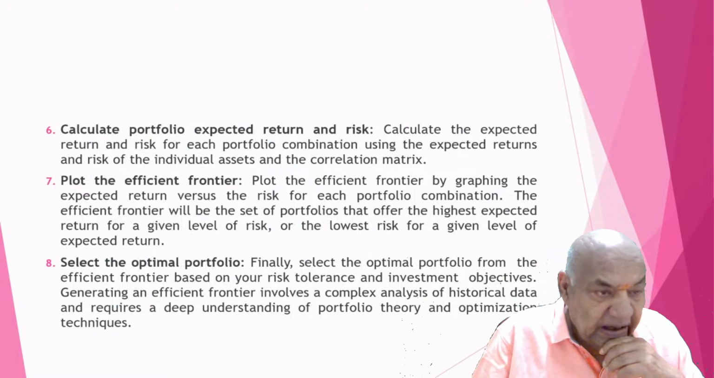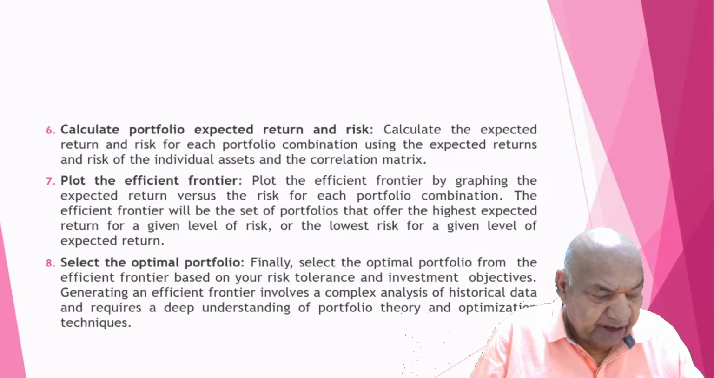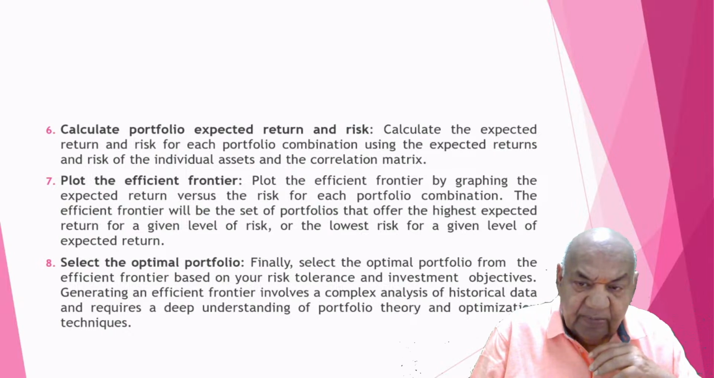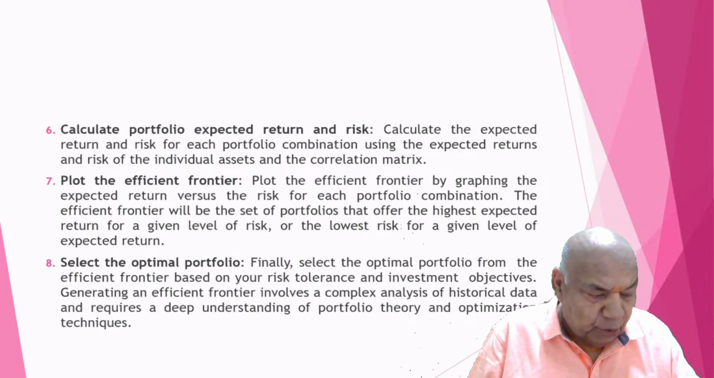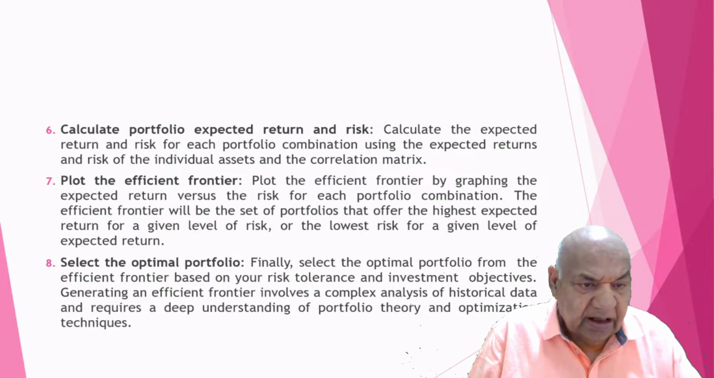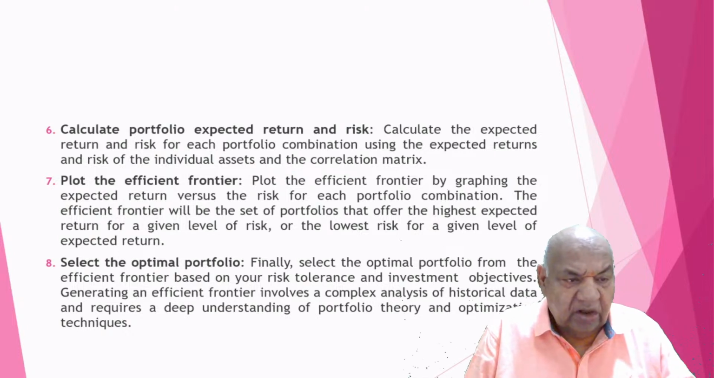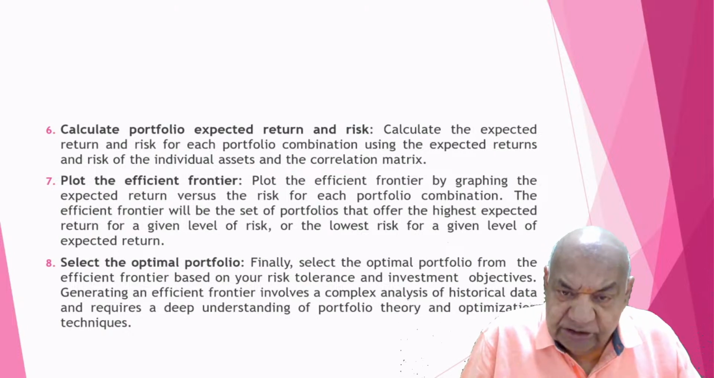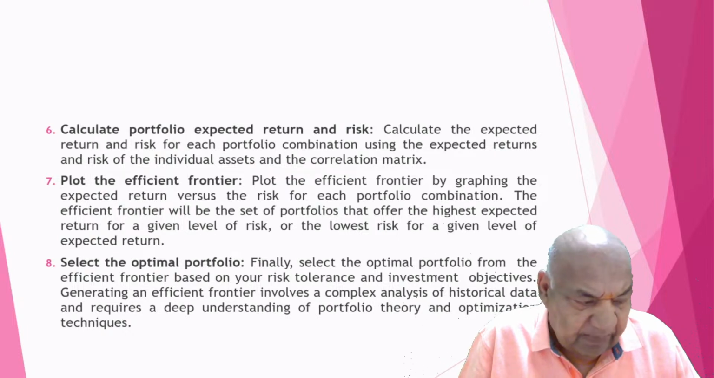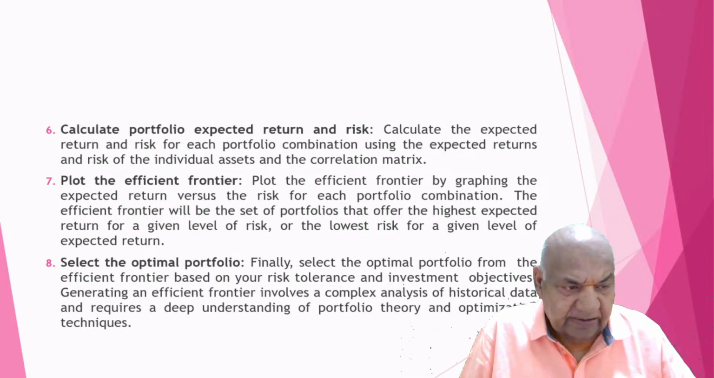Number seven, plot the efficient frontier. Plot the efficient frontier by graphing the expected return versus the risk for each portfolio combination. The efficient frontier will be the set of portfolios that offer the highest expected return for a given level of risk or the lowest risk for a given level of expected return.